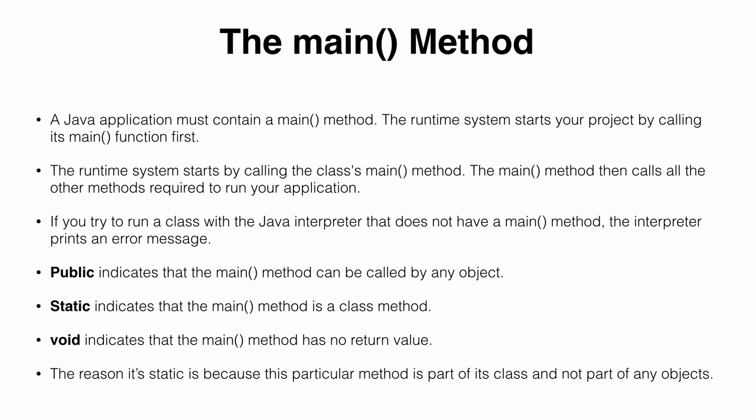So, as mentioned, the runtime system starts by calling the class's main method. The main method then calls all the other methods required to run your application, so it'll link all your particular classes together. If you try to run a class with the Java interpreter that does not have a main method, the interpreter prints an error message.